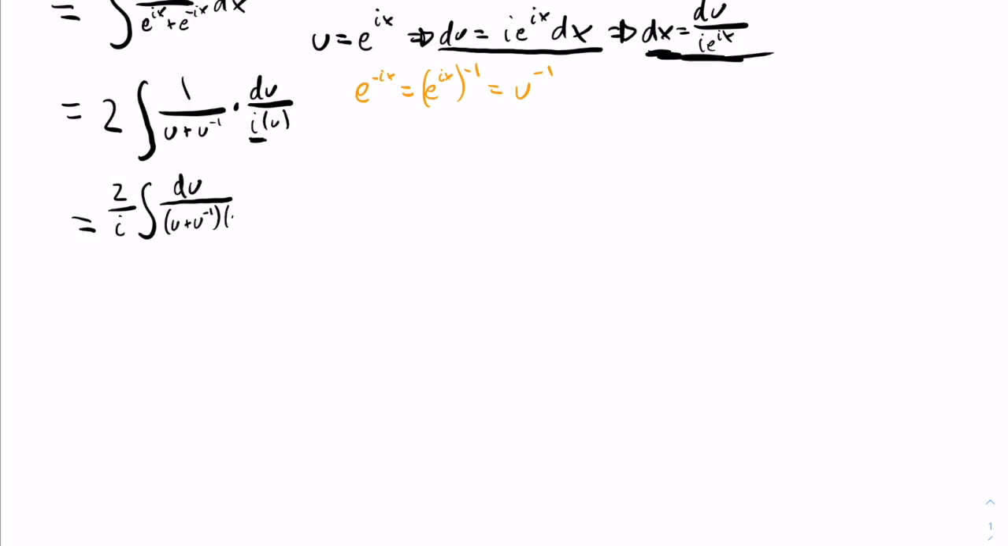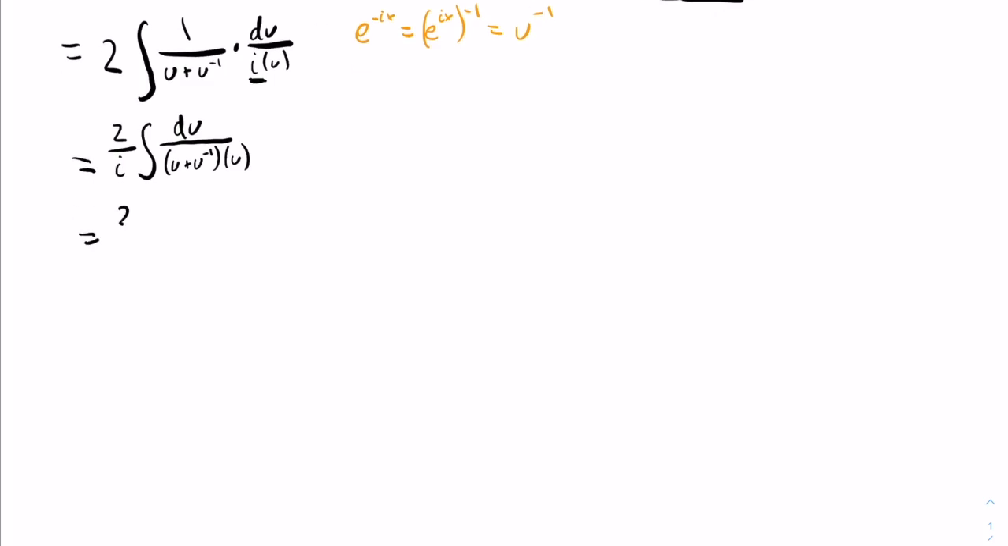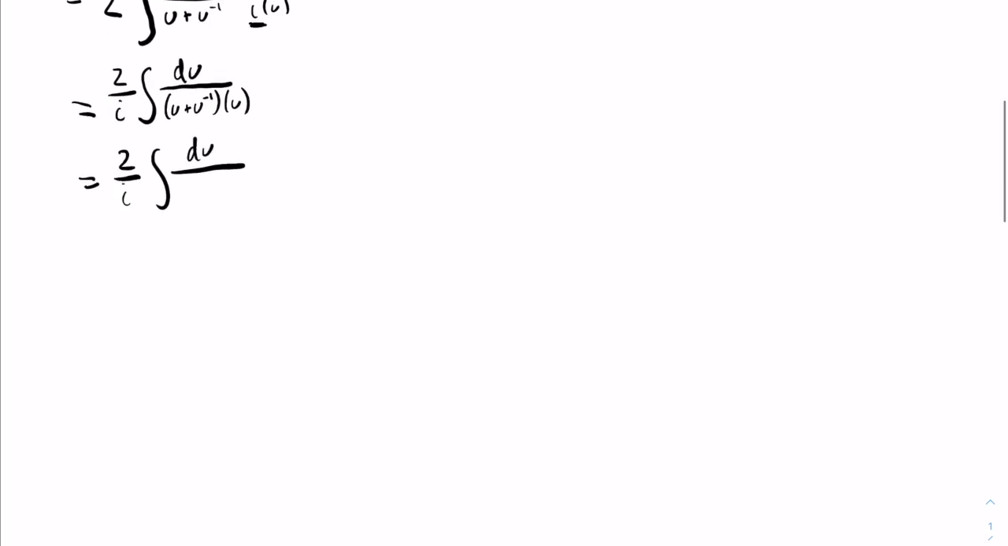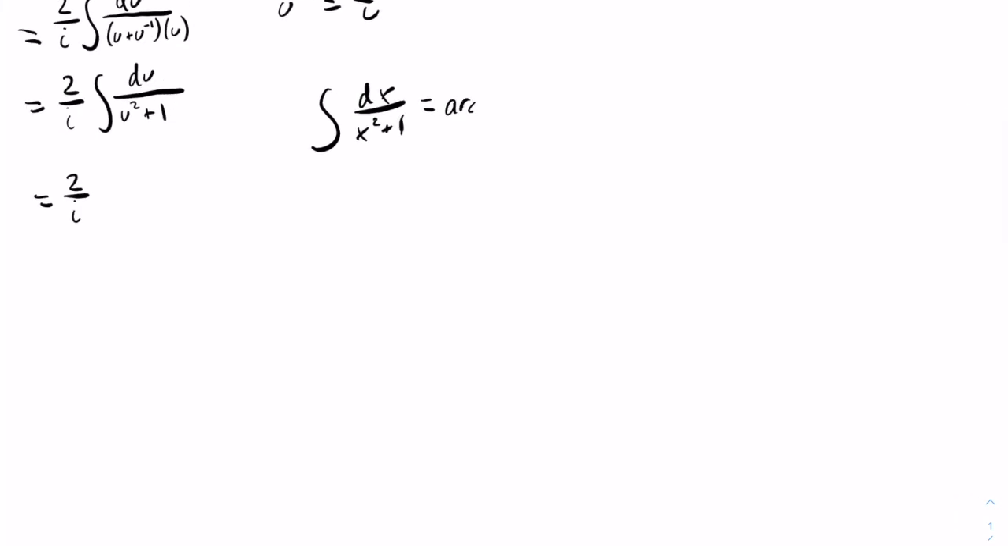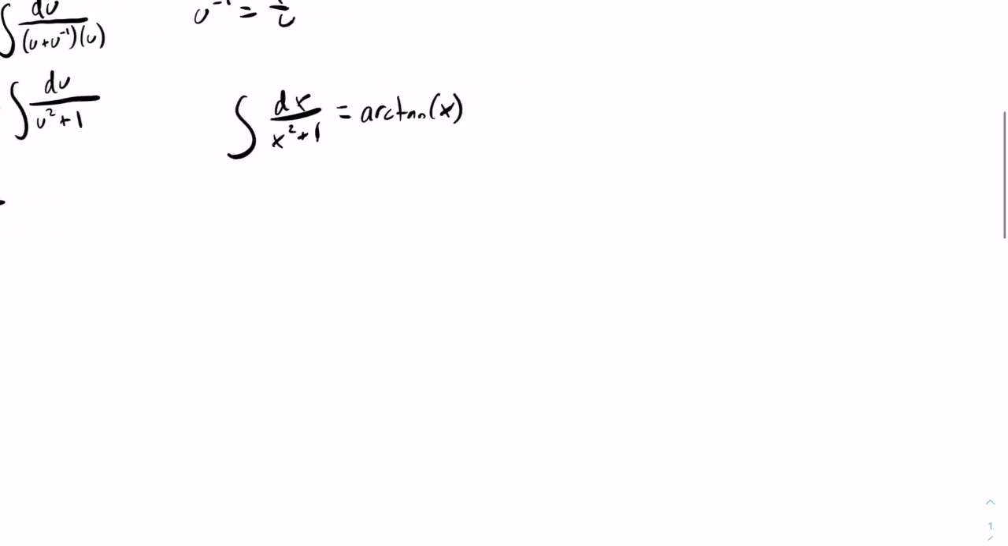And we expand this out, and you end up with du over u times u, which is u squared, and u times u to the negative 1, and just recall that u to the negative 1 equals 1 over u. So if you multiply that by u, obviously there will be a u on top, equals 1. And then from here, this should immediately ring some bells, and you see that this is 2 over i, and the integral of dx over x squared plus 1 equals arctangent of x.